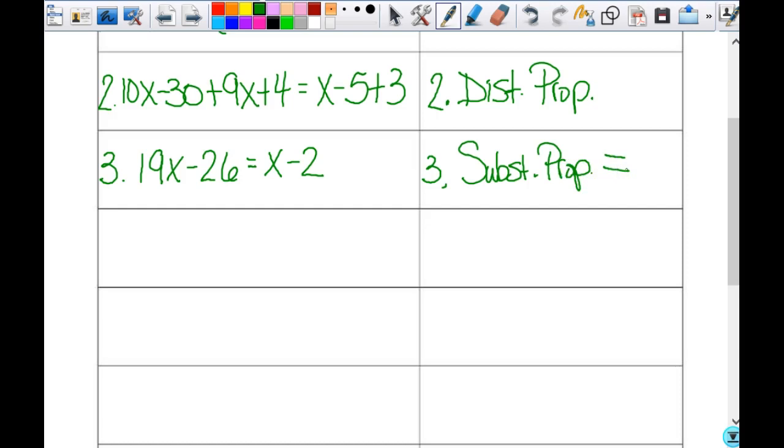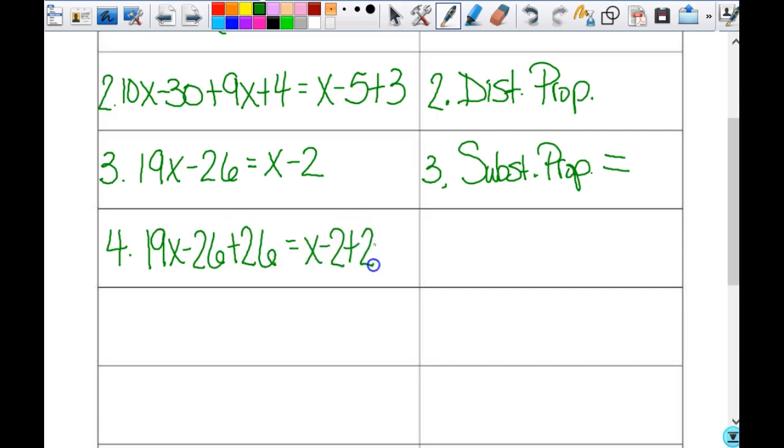All right. So then I've got this, and this is one of those cases where if I were working it and it wasn't a proof, I would subtract x over here and add the 26, but I can't do that because those are two different properties, so I can't do them at the same time here. So do you add the 26 to 2? You want to do that first? So we'll do 19x minus 26 plus 26 equals x minus 2 plus 26. Okay, so that is the addition property of equality. It's the first time we had to write that one, but hopefully it should make sense, right?